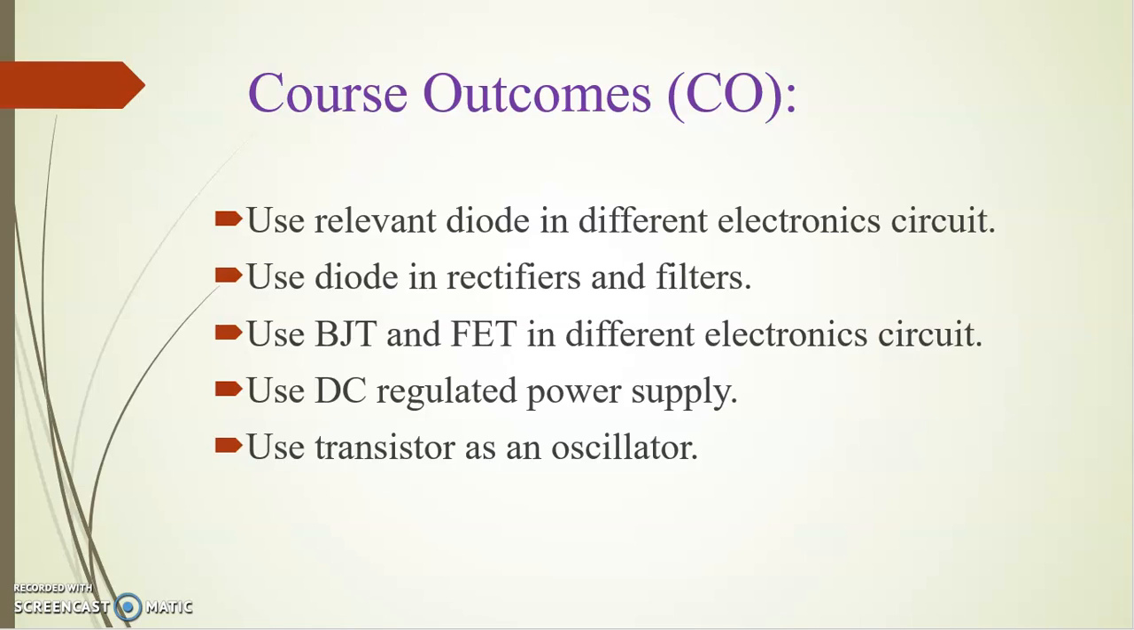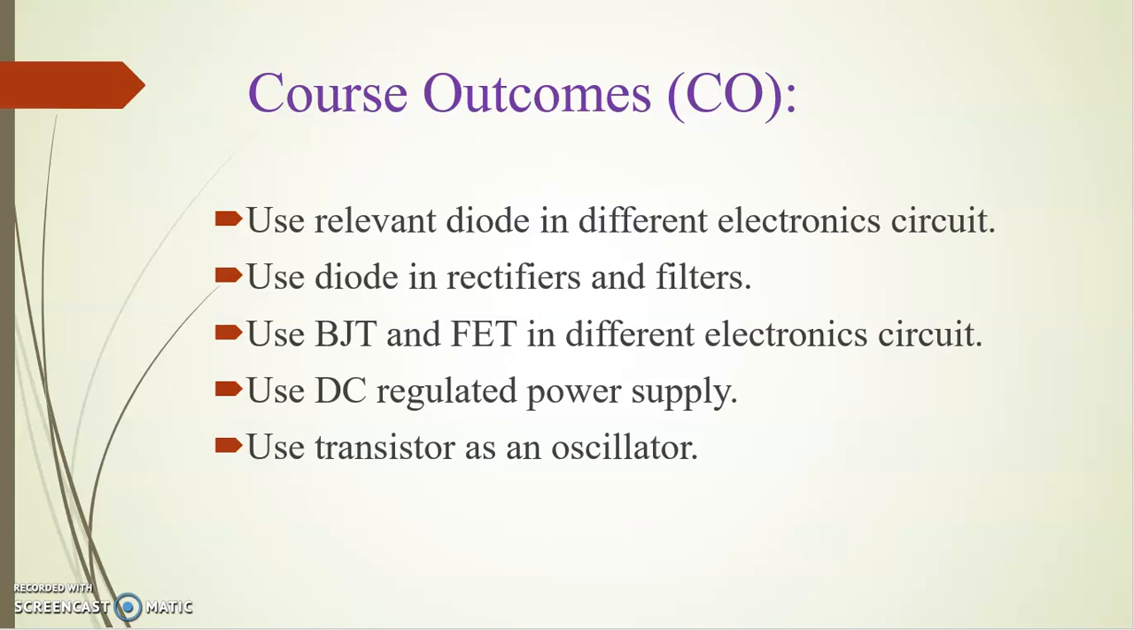Then chapter 4 will be Regulators and Power Supply: load and line regulation, then basic Zener diode voltage regulator, ICs 78XX and 79XX. Like this you have to study here, and different regulated DC power supplies, then construction and operation of DC regulated power supply. Then chapter 5 will be Oscillator.